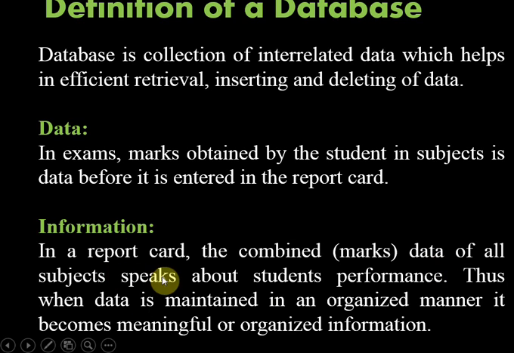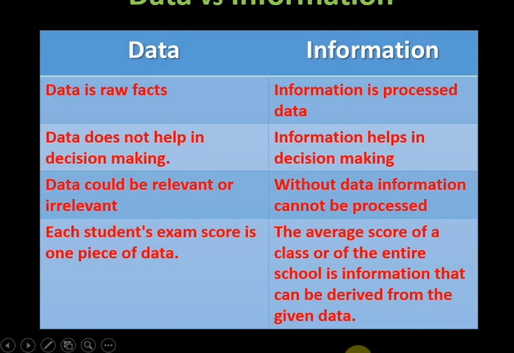Here also an example is given. In a report card, the combined marks data of all the subjects speaks about student performance, and thus when data is maintained in an organized manner it becomes meaningful or organized information. Now let's see the difference between data and information. So data versus information. Now see here, data is a raw fact and information is processed data. Once you collect the data and you process it and you get a result or the output, that becomes information. That's why it is called that information is processed data.